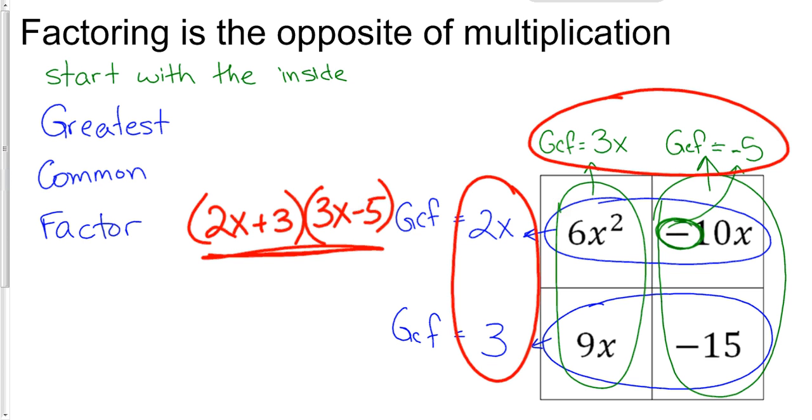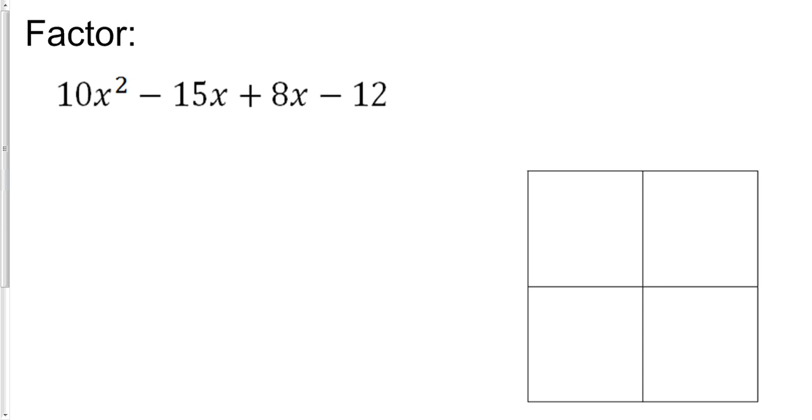So we started with the inside. We worked backwards to get what goes outside. Let's look at a second example. This is more typical of what you're going to see on problems on quizzes and tests. You will be given a polynomial. It's your job to fill out the boxes and then use your GCFs to find the factors. So let's start by filling out the boxes.